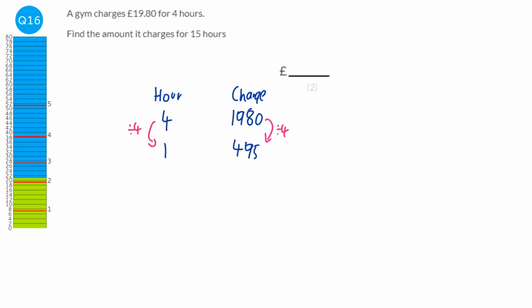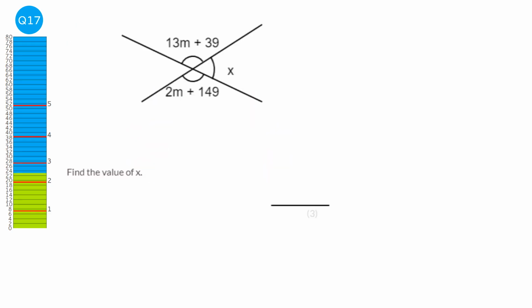Then all I need to do now is times it by 15. Because 1 times 15 is 15. And so we've got 15 hours, and when I times that by 15, I get 7425. So it'd be £74.25.